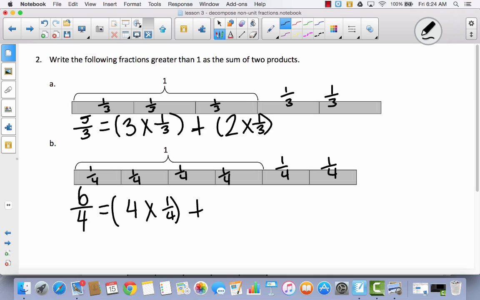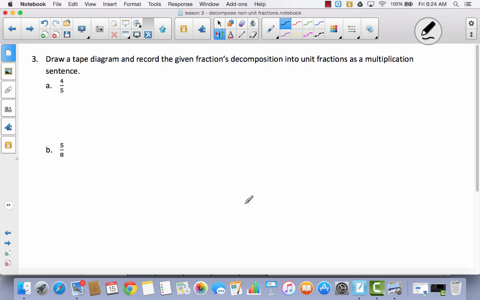Why don't you try to write what you think the multiplication sentence would be for these last 2 fourths? And then pause the video and come back. Okay, so hopefully you said I've got 2 times 1/4. So we've got 4 times 1/4, that represents the whole, and then 2 times 1/4. All right, let's take a look at number 3.